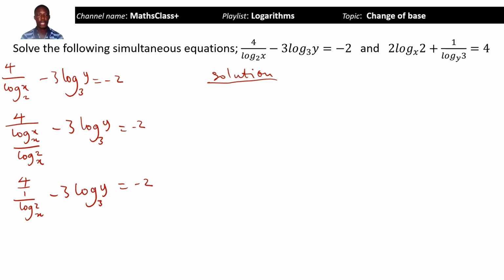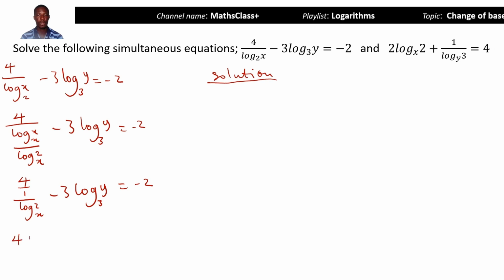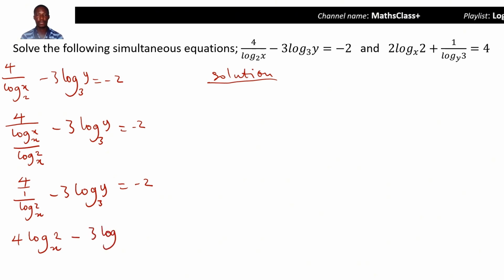So here I simplify, and then that will give me 4 log 2 base x minus 3 log y base 3 equal to negative 2. So that becomes my first equation, equation 1.